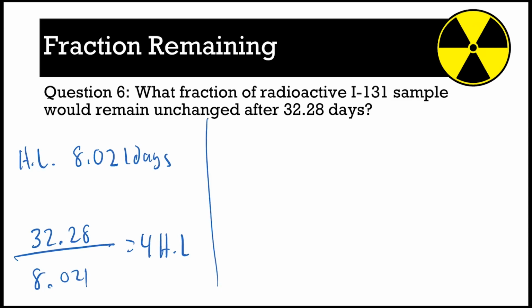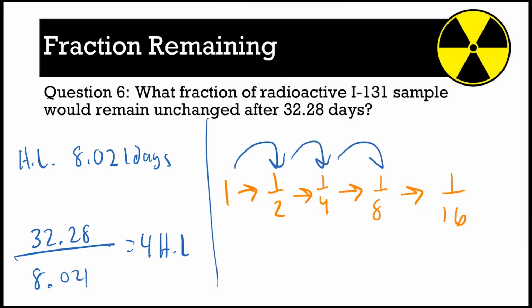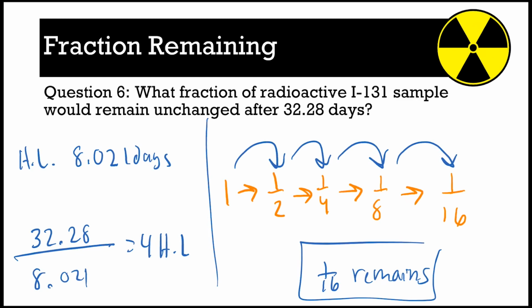Okay, and then since we're talking about fractions, we're going to start with 1. After 1 half-life, half of a whole is half. After 2 half-lives, half of a half is a quarter. After 3 half-lives, half of a quarter is an eighth. And after 4 half-lives, half of an eighth is a 16th. And again, we see 1 half-life, 2, 3, 4 half-lives, so 1/16 remains.